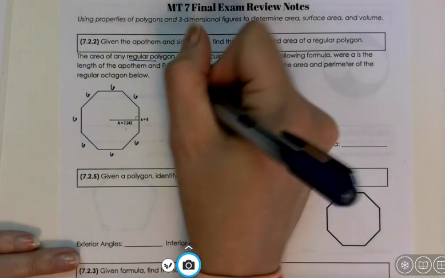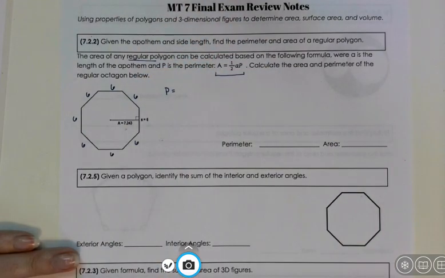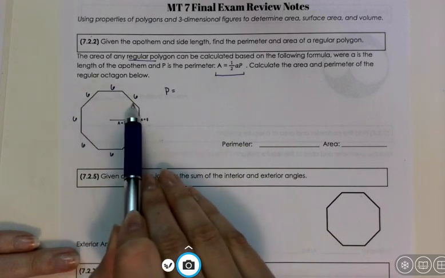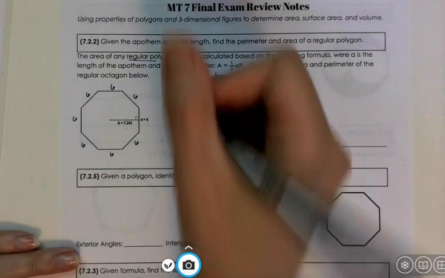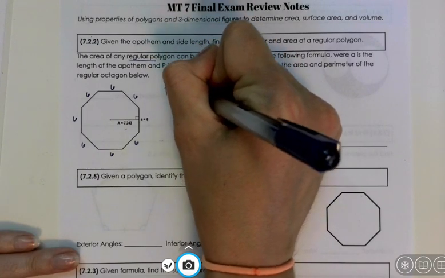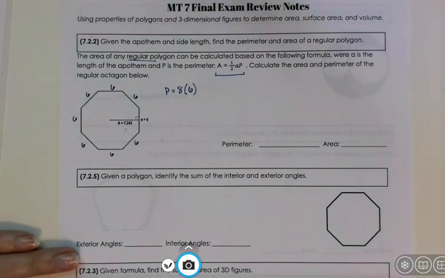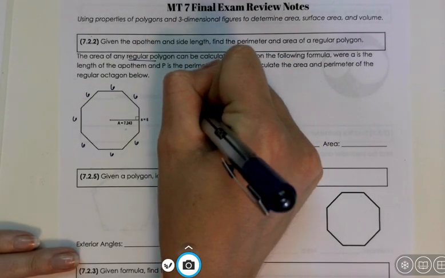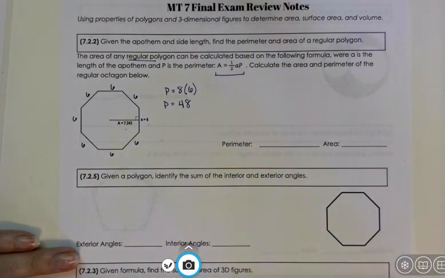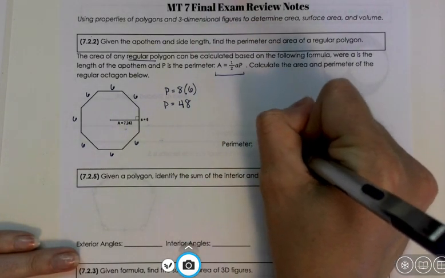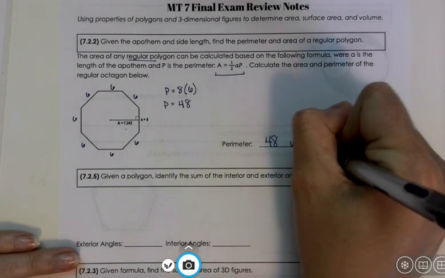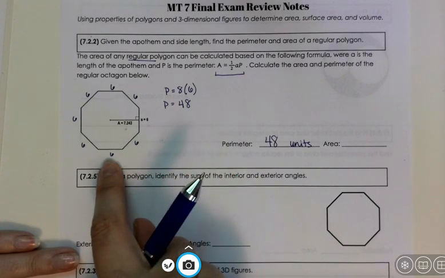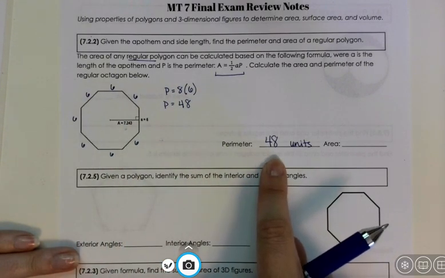For my perimeter, I want to add up all of my sides. So I have 1, 2, 3, 4, 5, 6, 7, 8 sides. Or I could do 8 times 6, because if I add up 6 eight times, that's the same thing. When I multiply those together, I get my perimeter to be 48. And I don't have units, so we'll just say 48 units. If you type in your calculator 6 plus 6 plus 6 all the way around, you would still get 48.